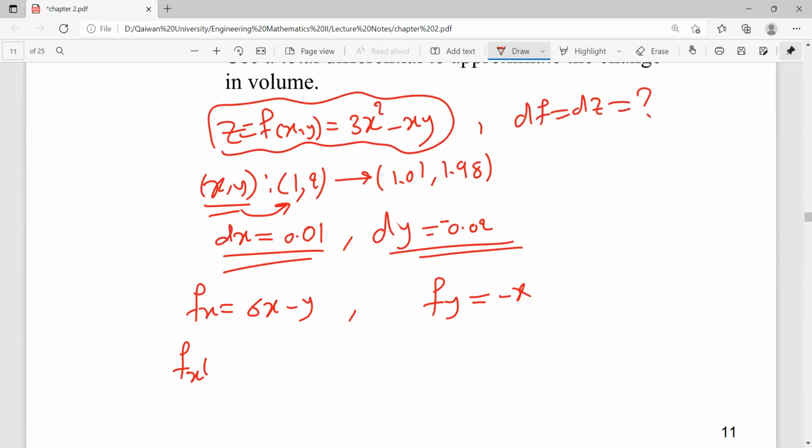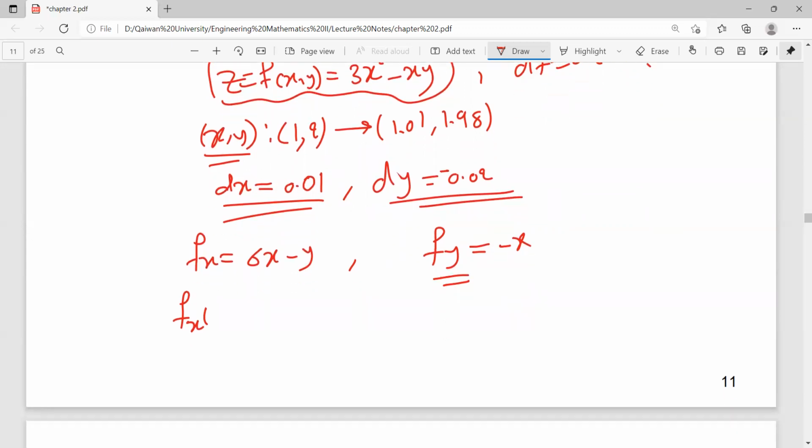Look, when we take the derivative with respect to y, 3x squared is constant, because in this term we have no y. That's why its derivative is 0. So the derivative for the second term is only negative x.